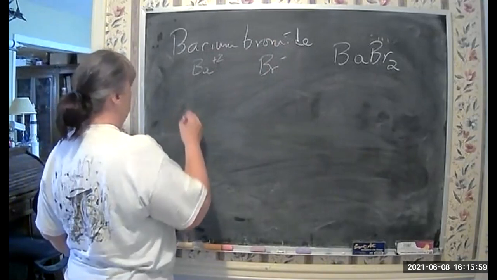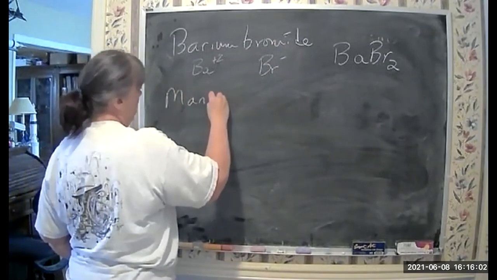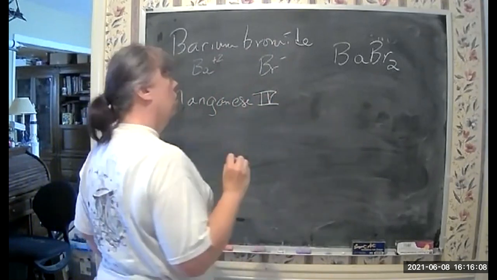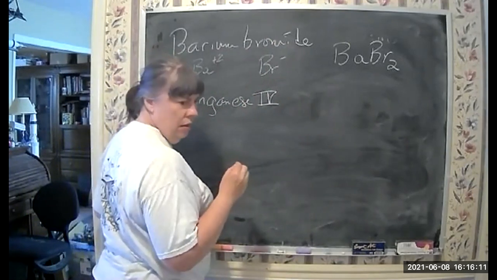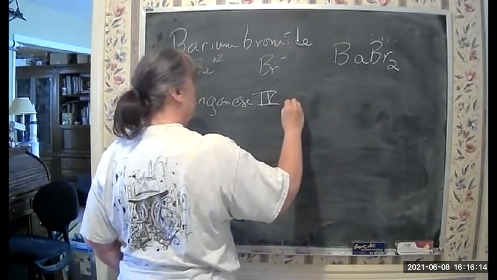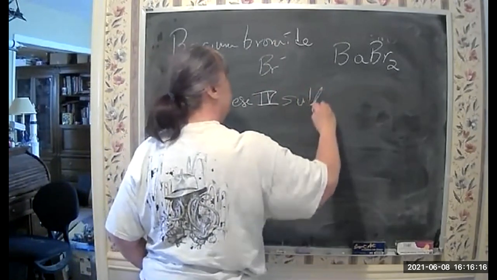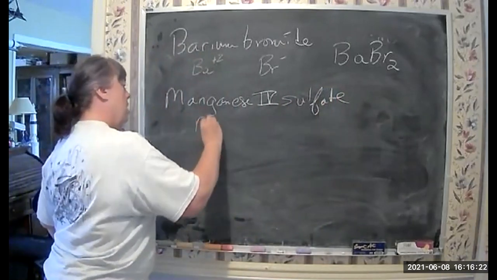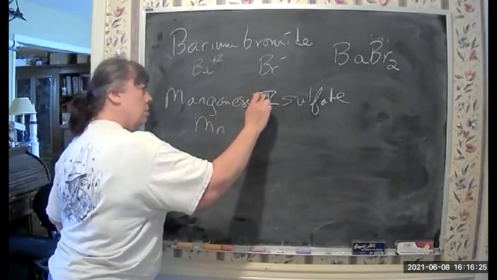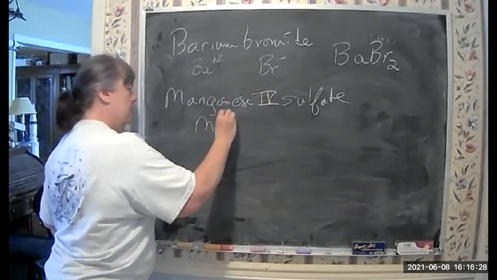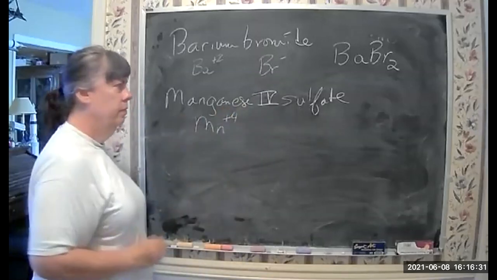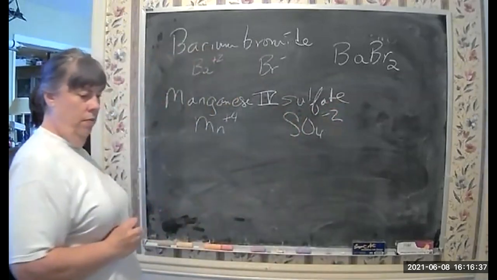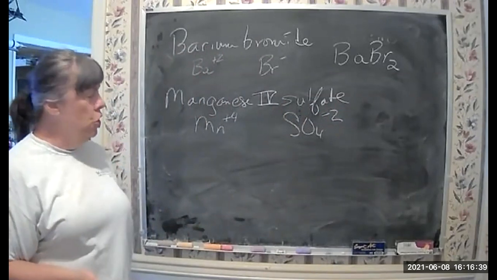How about manganese, or I want to use sulfate. All right, manganese. Manganese is Mn, and in this case, pay attention to the Roman numeral there. This is Mn +4. Sulfate is SO4 -2. Again, now you got to think about the charge end of it.